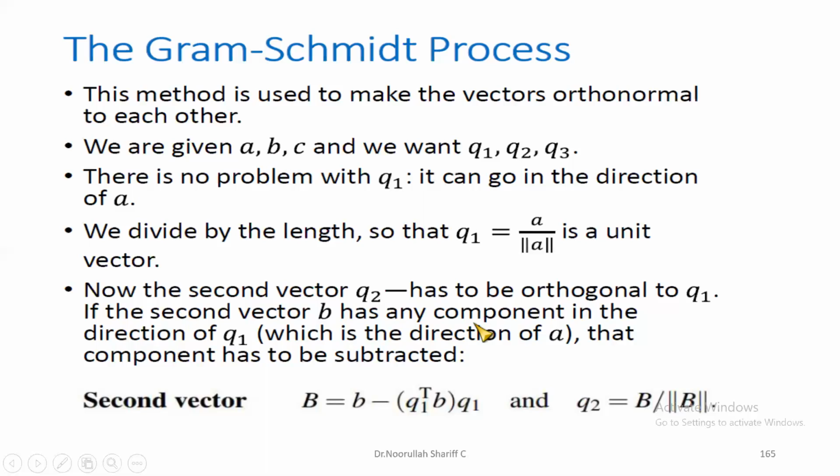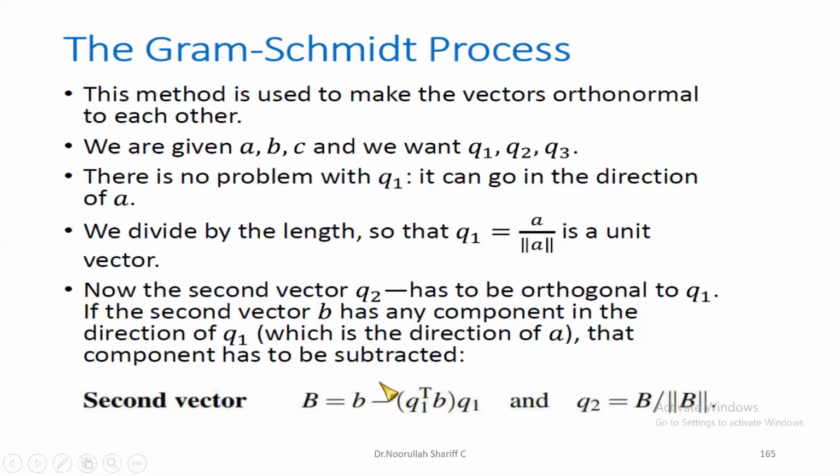So now the second vector Q2 has to be orthogonal to Q1. If B has any component in the direction of Q1, that has to be removed or subtracted from B, right? So if the second vector B has any component in the direction of Q1, that component has to be subtracted. So that's what we are trying to do over here.